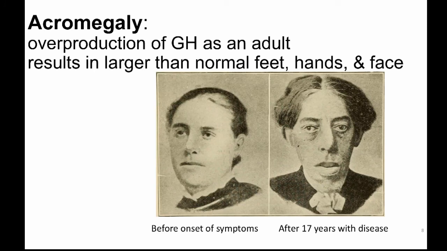If you end up with a condition that leads to overproduction of growth hormone in an adult, you develop a condition called acromegaly. I have a hard time saying that one. And although the epiphyseal growth plates have sealed, you just have the epiphyseal line at this point, you still have active areas of cartilage in many places in the body, particularly the face, hands, and feet.